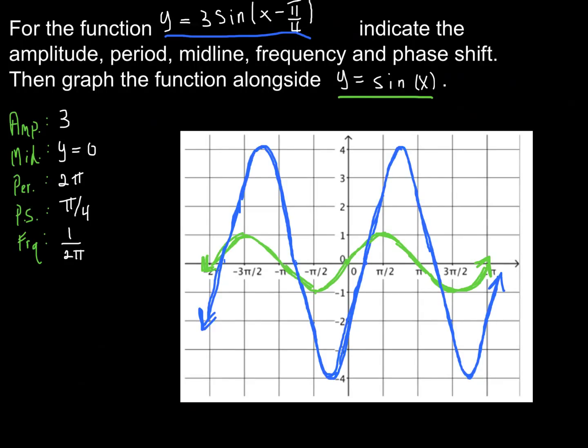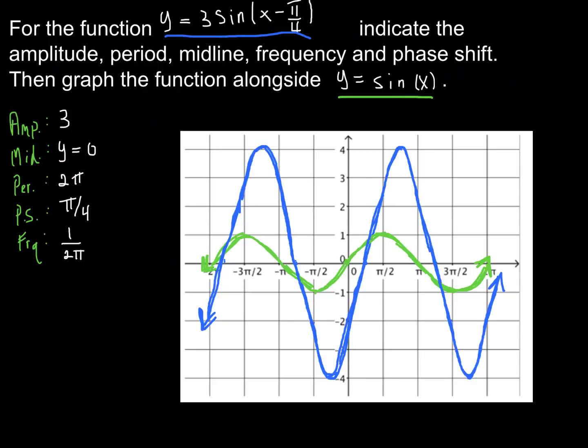Alright, so here we go. First, let's just quickly go over the amplitude, midline, period, phase shift, and frequency. So the amplitude, of course, is the absolute value of the A coefficient, which is 3. The midline depends on the vertical shift. So there's no vertical shift here. There's no K value, so the midline is y equals 0. The period is 2 pi because the B value is 1.